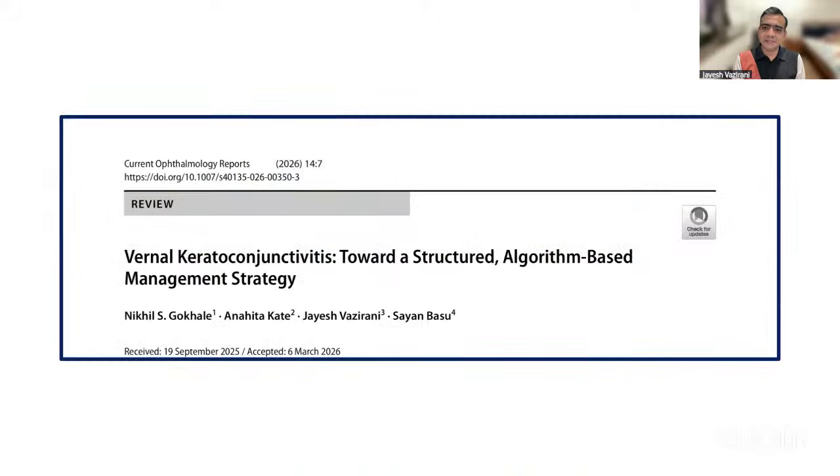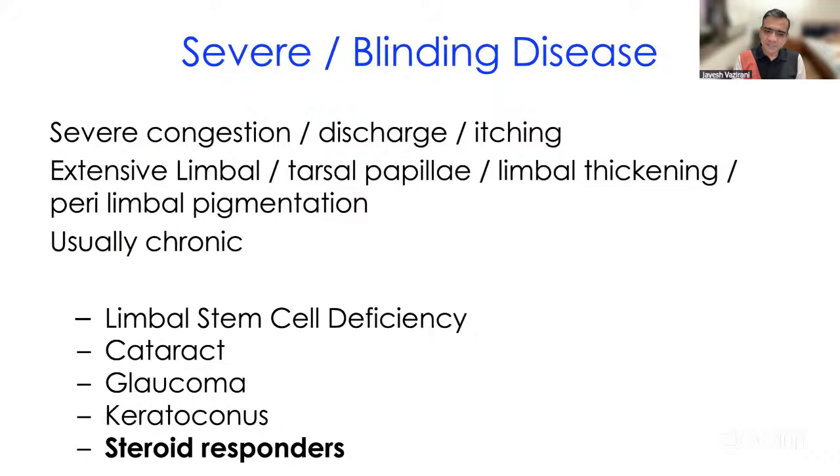So recently he has also put together a new paper which has come out in March this year, which further refines the classification. And now we have a structured algorithm-based management strategy. Any of you who are interested may go through this paper and you'll find a specific use case for systemic therapy. So these are the kind of patients who have very severe symptoms, very severe signs. They have chronic disease throughout the year. Almost all of them will have one or maybe even more of the complications that I discussed.